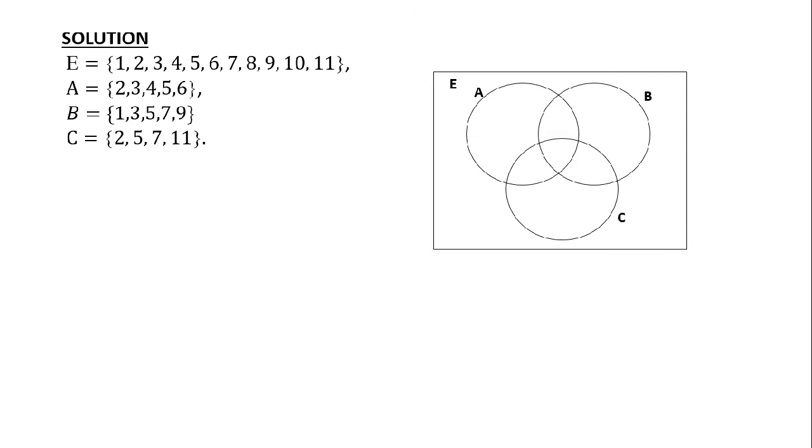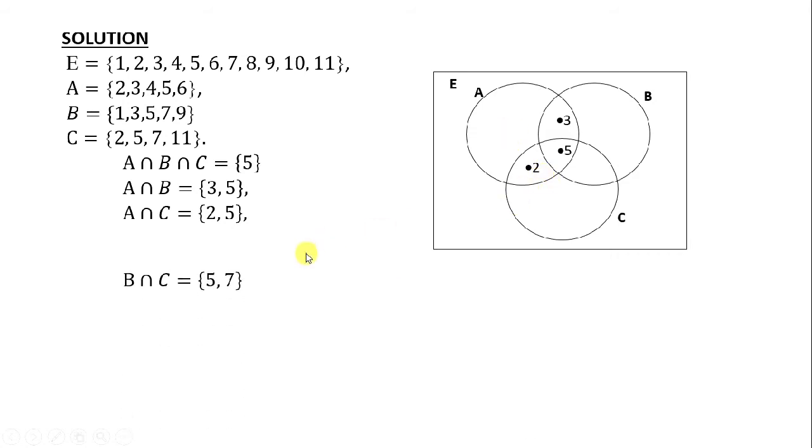So what we are going to do, we'll take it step by step. We'll start with the region where we have the common element in all the 3 sets. So 5 is common between A, B, and C, so we'll put it there. Then we have A intersection B. Since 5 has already been represented there, 3 will be in that region. Then we have A intersection C. What is common between A and C is 2 and 5. Our 2 will come there. Then we have B intersection C. What is common between B and C? We have 5 and 7. So our 7 will come there.